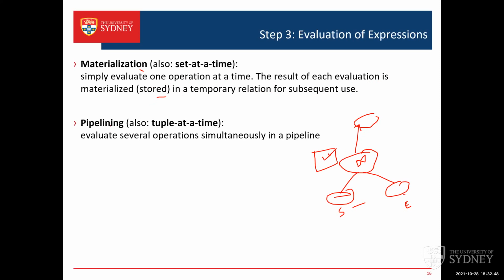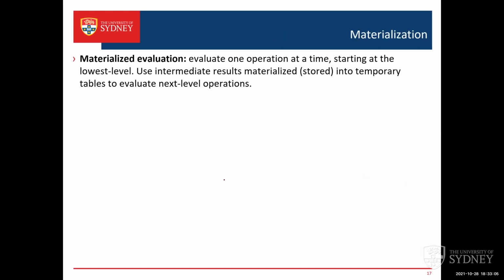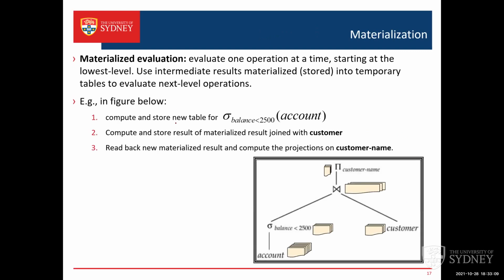Second is pipelining. Pipelining simply means evaluate several operations simultaneously in a pipeline. So that simply means that we will perform some operation in here, we will perform some operation in other parts of the tree as well, if possible, and then we will try to combine all of those. Okay, I'll explain more. So materialization is the simplest one.